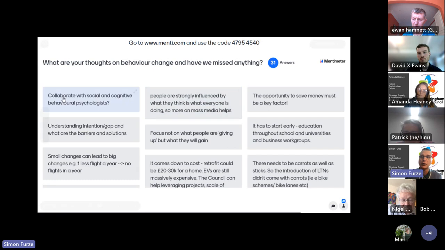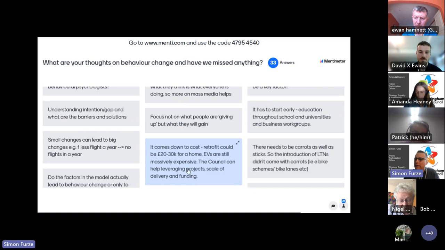I do like the idea of collaborating with social and cognitive behavior psychologists. So if anyone on the call is one of those, we'd be more than happy to have that. Go on, David. So we've actually just had a new team in the health department of the council who are behavioral psychologists, and you can loan them out to different parts of the council, which is great. That we've answered that already. Well done. I'm just going to scroll down.